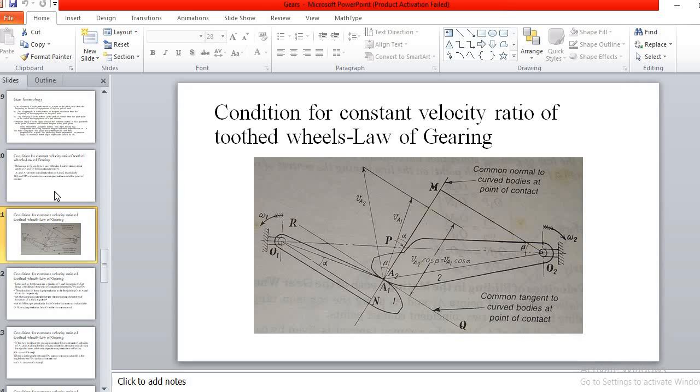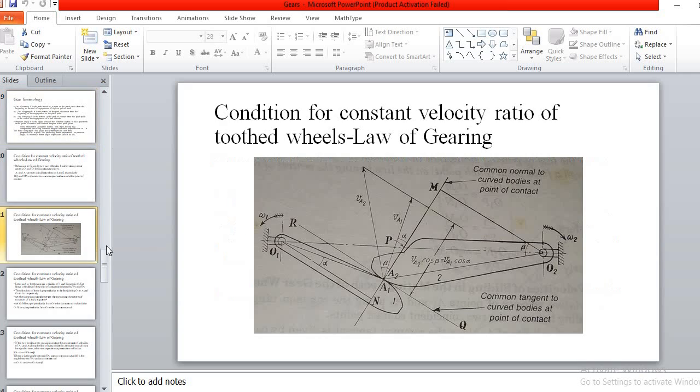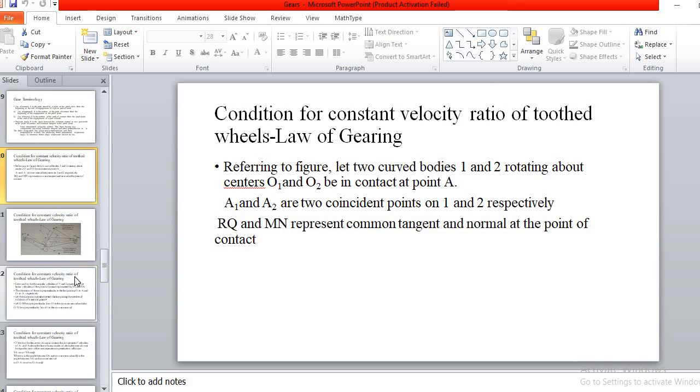That we discussed here, in this pressure angle term, the angle between the common normal. Again we move further. RQ is the common tangent passing through the point of contact. MN is the common normal, which is also passing through the point of contact. The points of contact are A1 and A2, which are coincident points.